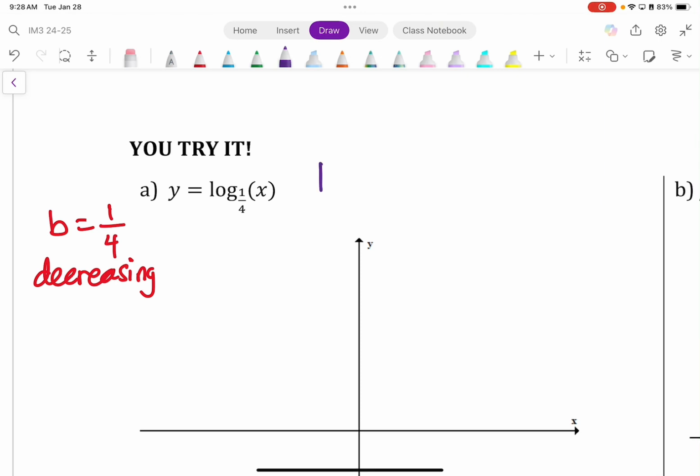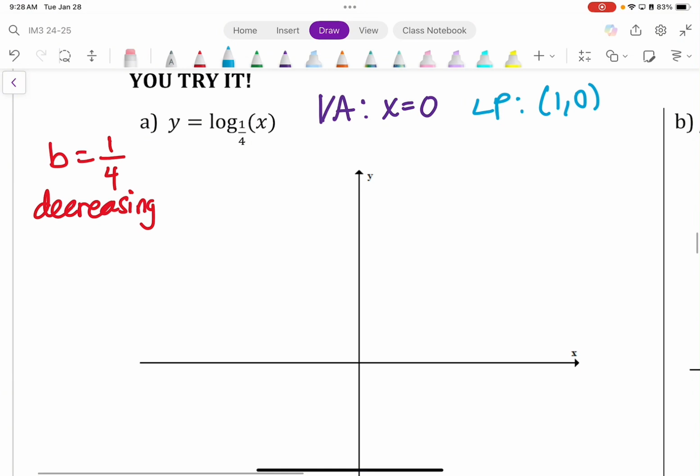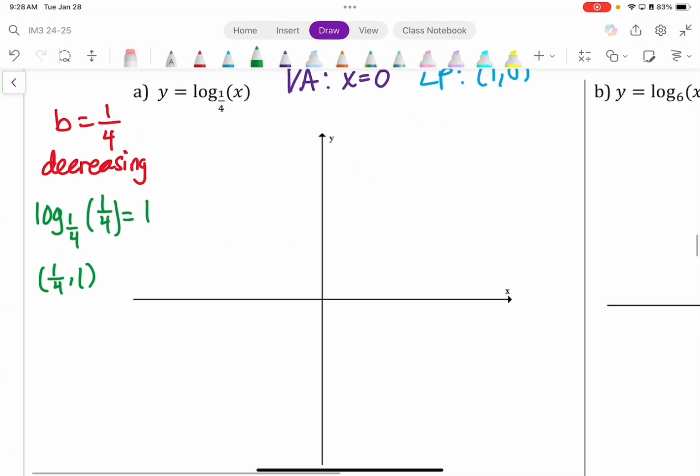What is the vertical asymptote? Dylan: x equals 0. What is the locator point? Giovanni: 1, 0. We just need one more thing, the second point. Remember, log base of the base. Log base 1/4 of 1/4 is equal to 1, so your point will be 1/4, 1. Excellent. We have everything we need.